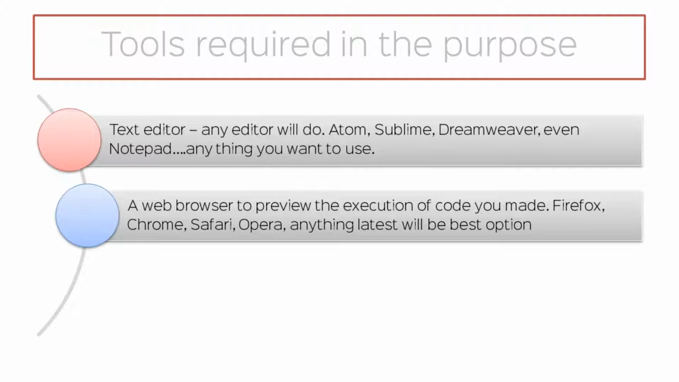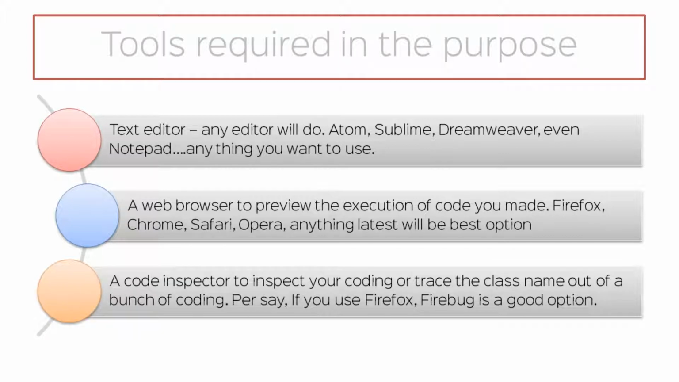The second thing is a web browser to see the changes in the browser preview, the changes that you have made in your coding. Any web browser, Firefox, Chrome, Safari, Opera, anything that is the latest, will be the best option. I would like to emphasize this particular word, latest. That means those browsers will be updated. That is why I would prescribe you to use the latest versions of browsers.